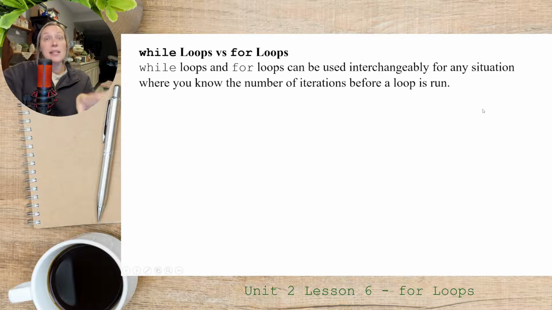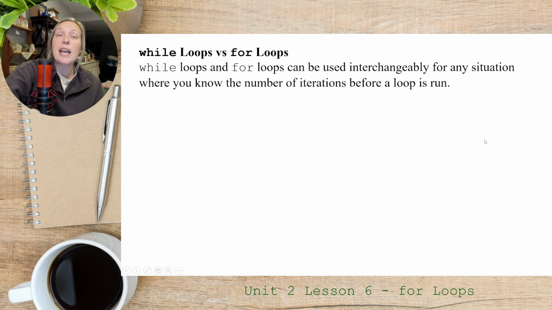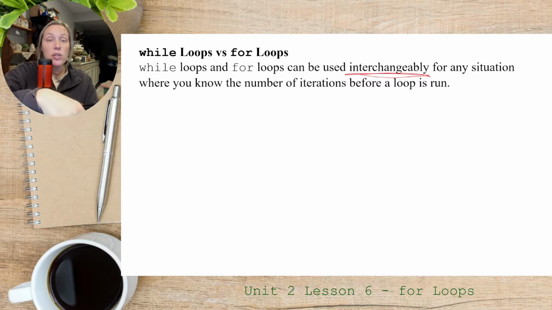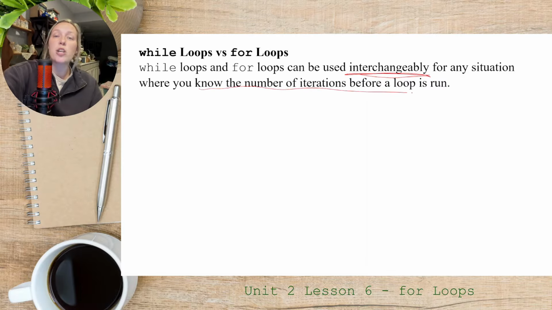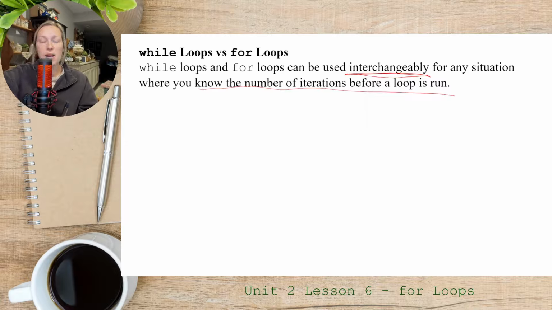In this lesson, the last thing I want to finish off with is a comparison of while loops versus for loops. They can be used interchangeably in almost every single situation. They can be used interchangeably for every situation when you know the number of iterations before a loop is run. Okay? If you don't know how many times a loop is supposed to run, you are going to have to run a while loop. Okay? But a for loop, technically, don't come after me, but technically you don't ever have to know a for loop, right? Because anything you use a for loop for, you are able to write a while loop for, okay?